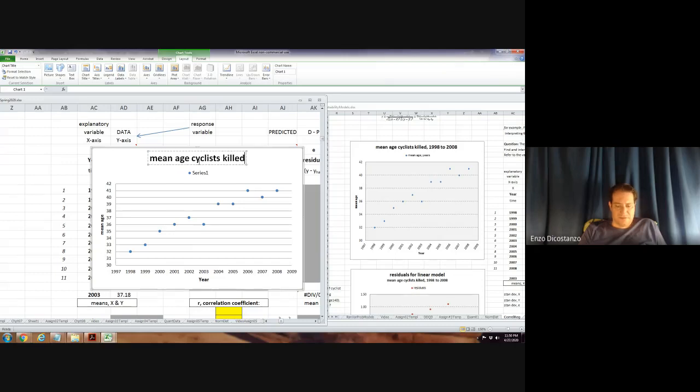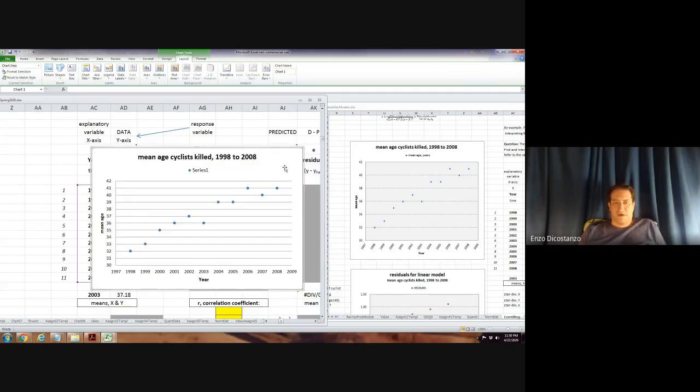cyclists killed. And again, we're looking at this in terms of from a couple years ago, so it stops at 08 or something like that. But don't be concerned about that. Okay, they're pretty good. But now we're gonna clean it up a little bit more.